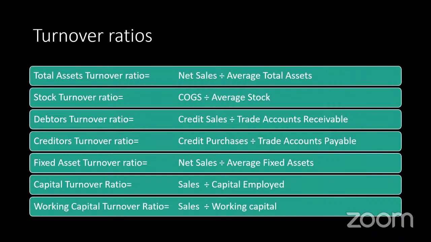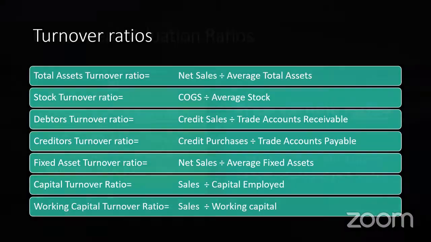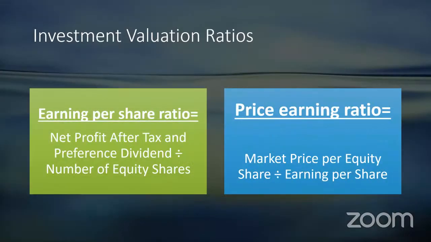The asset turnover ratio calculates how many times of the assets the sales are generated by the business. And with the same logic, we calculate the capital turnover ratio and working capital turnover ratio. Last type we are going to see today is investment valuation ratios. Mainly 2 ratios I'll be talking about, that is earning per share ratio and price earning ratio. These are the ratios mainly used by the investors to analyze whether they should invest in that company at that point of time or not.